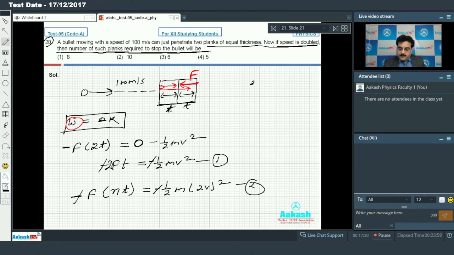Now if I divide equation 2 by 1, we'll get nFt divided by 2Ft is equal to half m v square upon half m v square, and half m v square will cancel out, and I have only 4. Ft is cancelled, so n is equal to 4 into 2, which is 8. Total number of planks required is 8. So my option number 1 is correct. Let's move on. Question number 21.